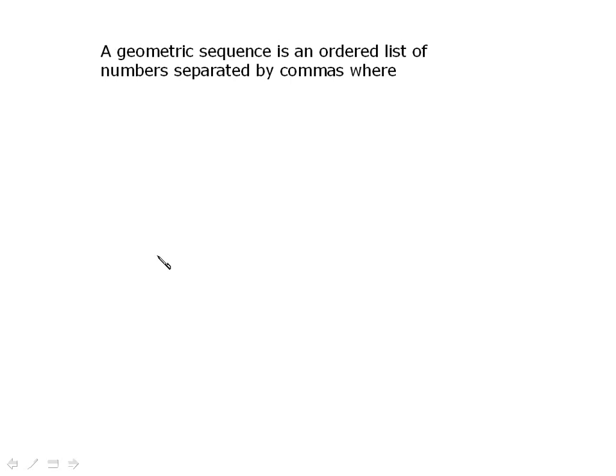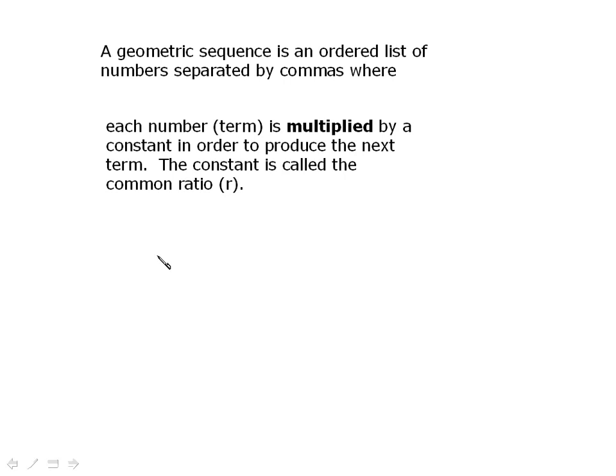So a geometric sequence is an ordered list of numbers separated by commas where each number, which we'll call a term, is multiplied by a constant in order to produce the next term. And then this constant would be referred to hereafter as the common ratio, which is symbolized by R. So all this means is that when we have a geometric sequence in front of us, the pattern will be such that you're always multiplying by the same number to produce the next number. So this example illustrates it fairly well.